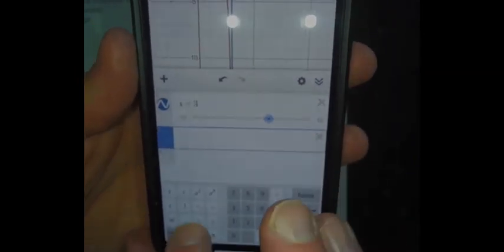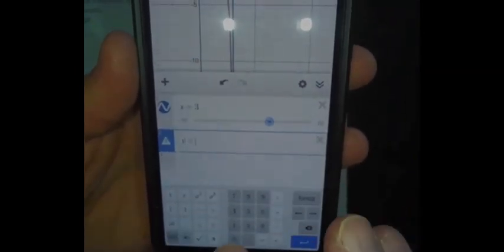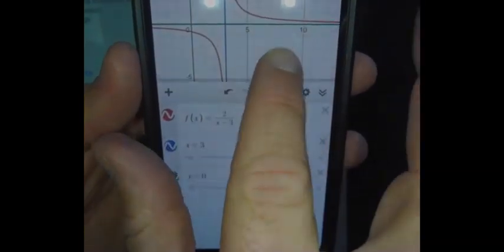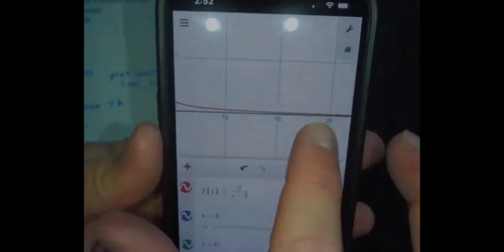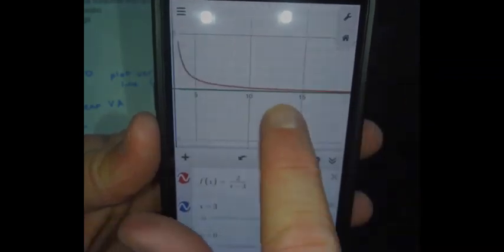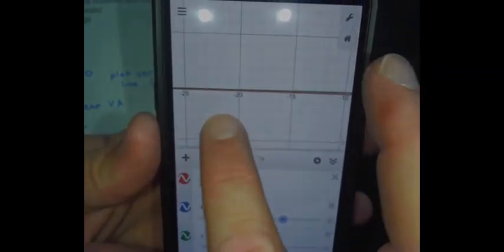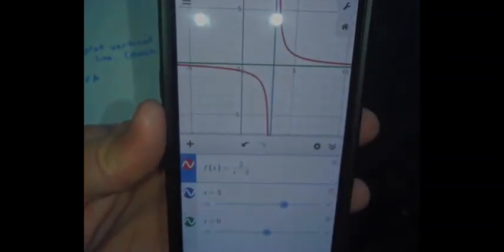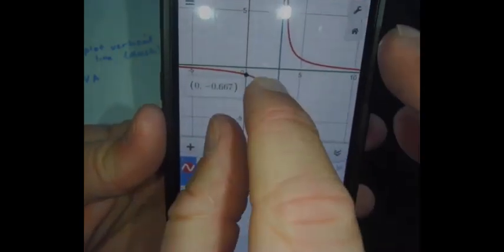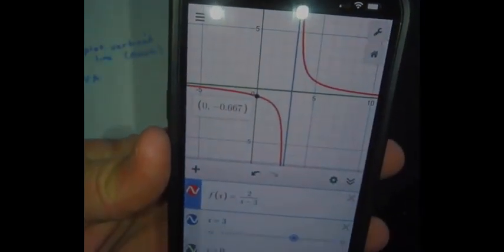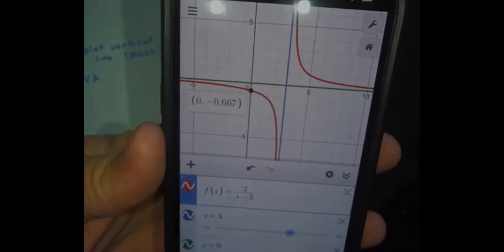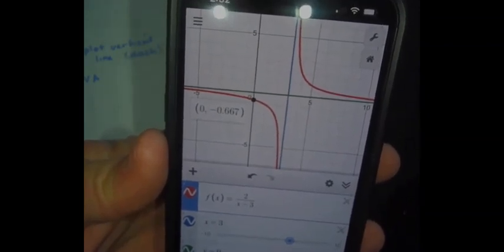And I can put in my y-intercept, which is 0. All right, and I can see as I get really, really big on the x-axis, it never crosses. As I get really, really small, it never really crosses either. So that kind of proves that. The other thing is you can click on the y-axis, and if I take negative 2 divided by 3, I get negative 0.667. So that tells us that our graph here looks really good.